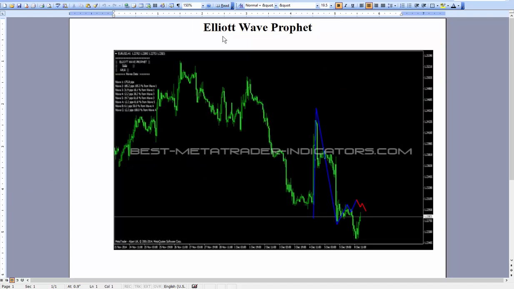Now for you traders who like the Elliott wave, this is the Elliott wave profit with some writing here on the side. It's not super clear, but if you apply the indicator you'll be able to see this more clearly. So it's something else I'm going to be running a test on.